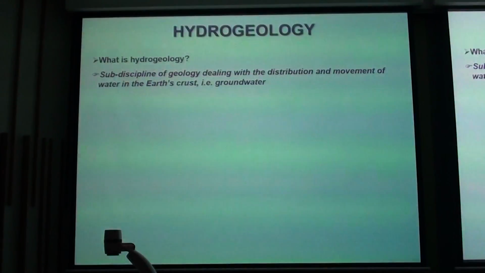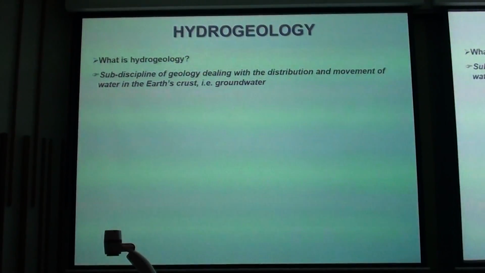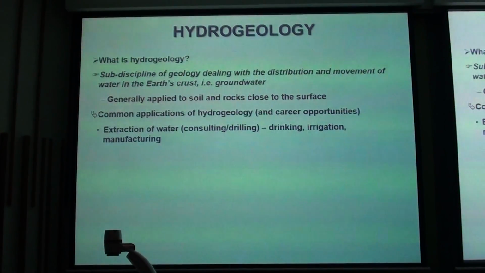Groundwater. There you go, dealing with distribution and movement of water in the crust. It actually technically includes water, I guess, through the whole of the earth, but generally we just apply it to the upper parts of the crust where we can extract the stuff for various uses, so generally just soil and rocks close to the surface.